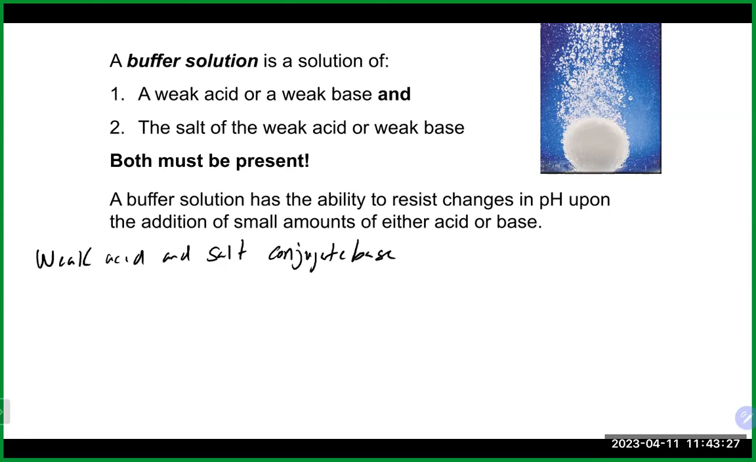The salt just means that it has a spectator ion that's really not doing anything, like a sodium, a potassium, something like that, lithium. Or you can make a buffer out of a weak base and the salt of its conjugate acid. They both need to be in solution to begin with.